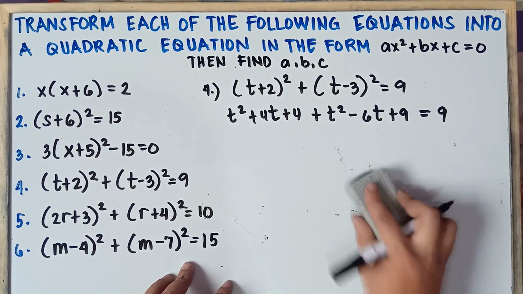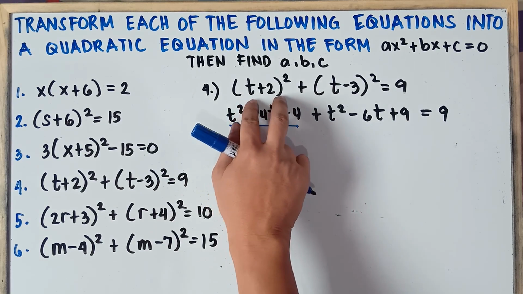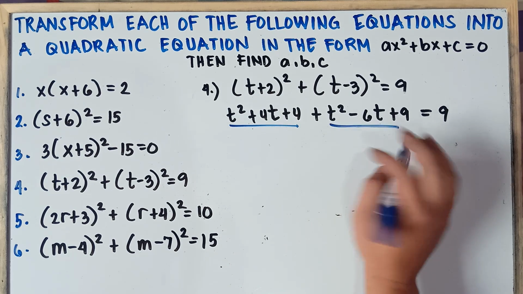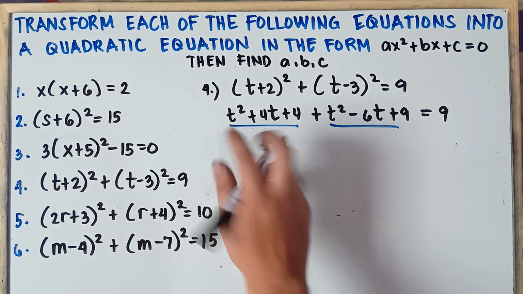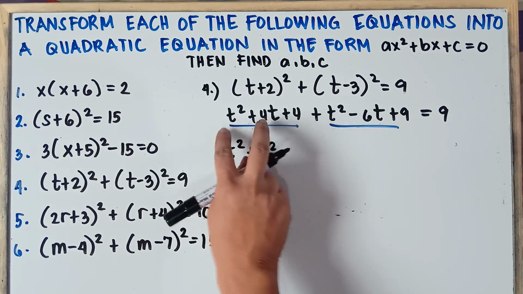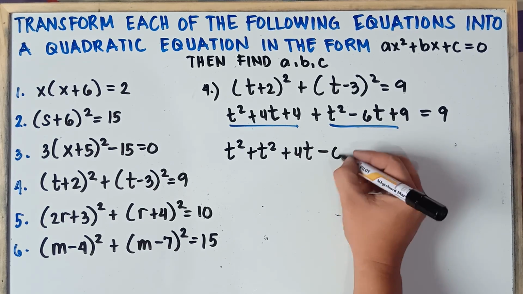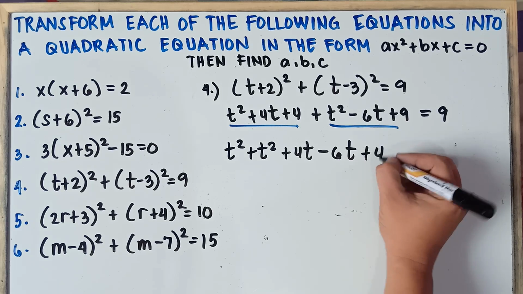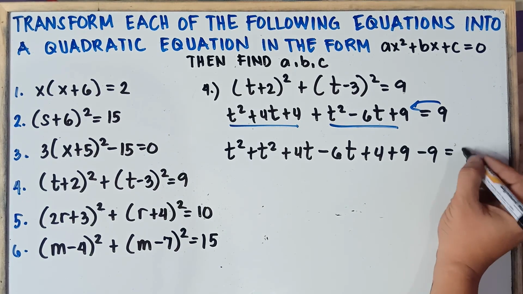So once again, class, I hope you're not confused with this one. This is the answer for quantity t plus 2 squared, and this will be the answer for quantity t minus 3 squared. And then we arrange, class, for us not to be confused. Copy t squared, copy positive t squared, so we have 2t squared. Copy positive 4t, copy minus 6t, copy positive 4 plus 9. Then we transpose 9. This is positive 9, it will be negative 9 equals 0.